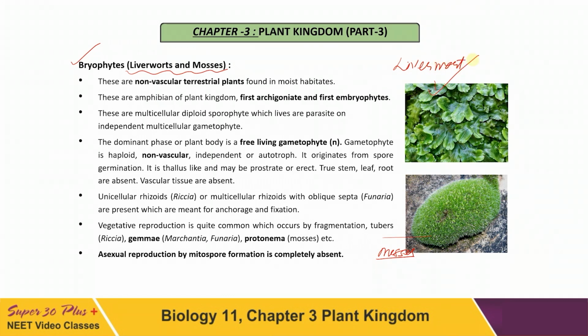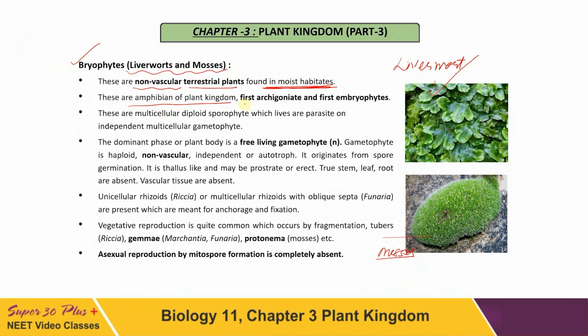Because these are very small in size, they do not need vascular tissue. Xylem and phloem have not been developed so far, but from water they have come on land. Therefore, we may call these non-vascular, that is, xylem and phloem are absent, and terrestrial plants found in moist habitat. Water is very much essential. These are known as amphibians of the plant kingdom. As you know, amphibia, the frog, is found in water as well as on land. Similarly, they need water, but they survive on land, hence known as amphibians of the plant kingdom.